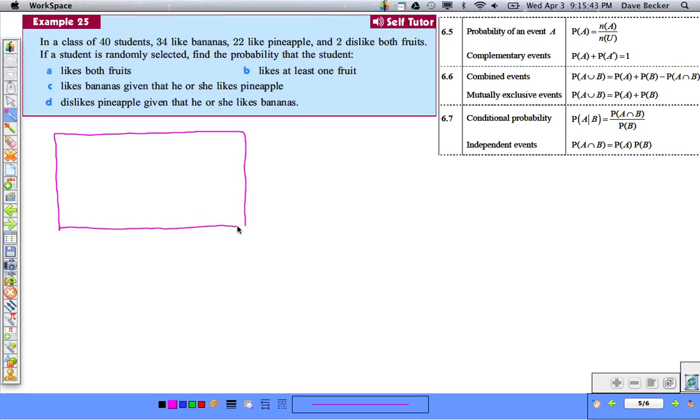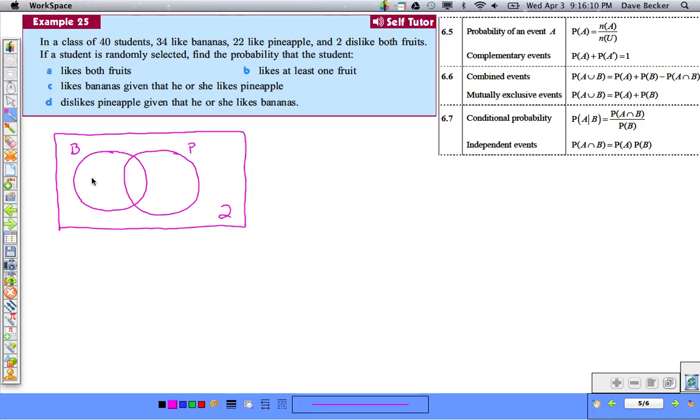And we're going to solve this using a Venn diagram, and I'm going to show you how the formula works. The next example is better for these formulas, but this is just kind of showing you why the formula works. So I've got bananas and I've got pineapples. And all I know for sure is that 2 of the 40 students dislike all of the fruits.